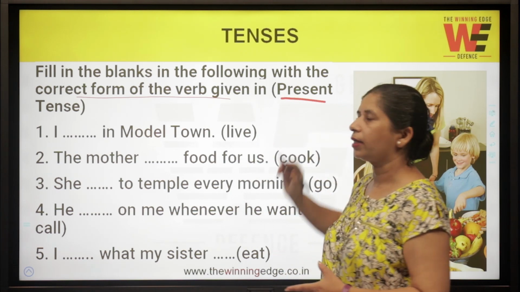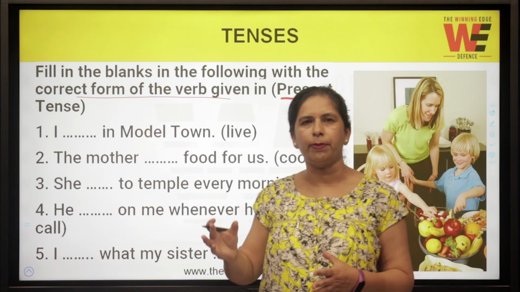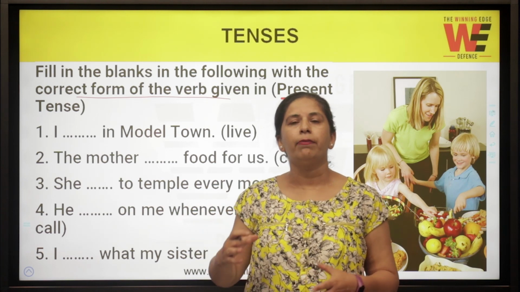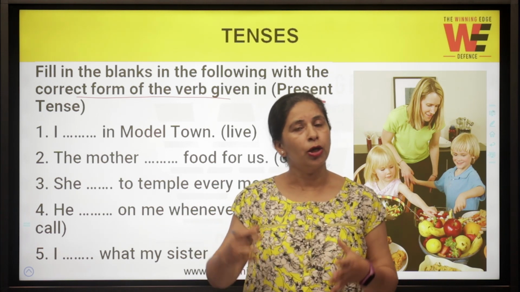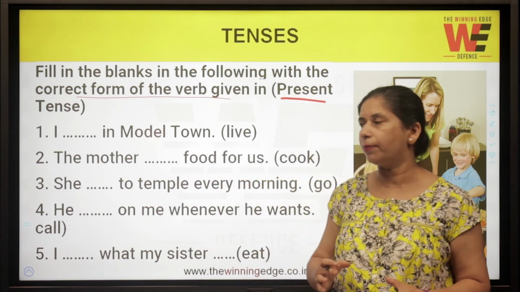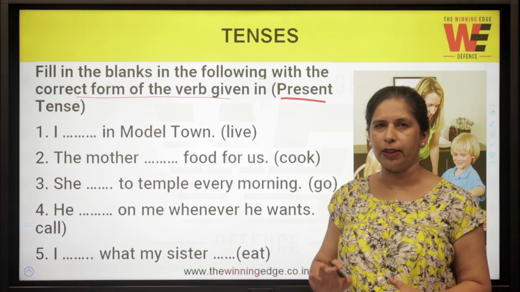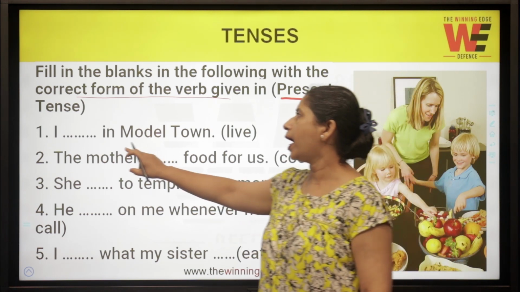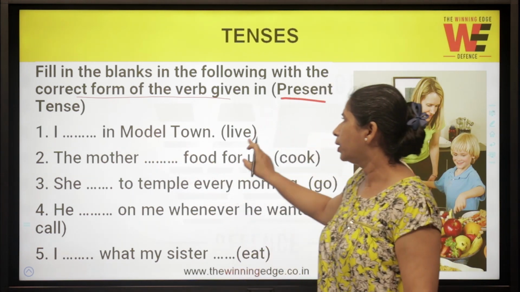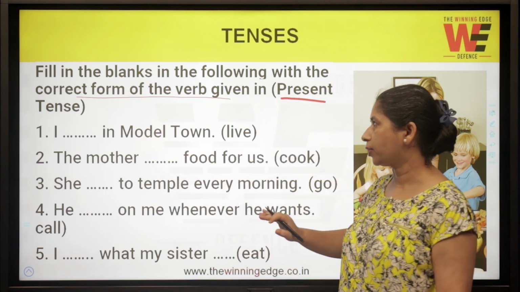and as the question is given, here it is given simple present tense, maybe it is given present perfect tense, maybe it is given present continuous tense. तो अभी जो हमने simple present tense समझी है उसके accordingly you have to do attempt all these questions and fill in the blanks. The first sentence is I dash in model town live. You can answer in the comment section also.